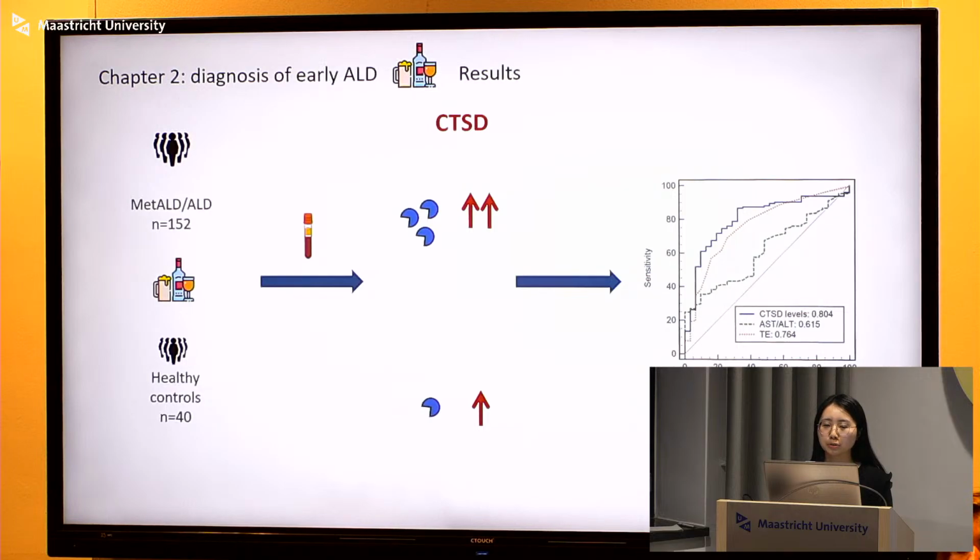Next, we also analyzed the diagnostic ability of cathepsin D to distinguish ALD and healthy. And we found that cathepsin D has the highest diagnostic ability with 80% compared to the other two currently used diagnostic markers for liver disease. Therefore, in conclusion, cathepsin D could serve as an early indicator of ALD.